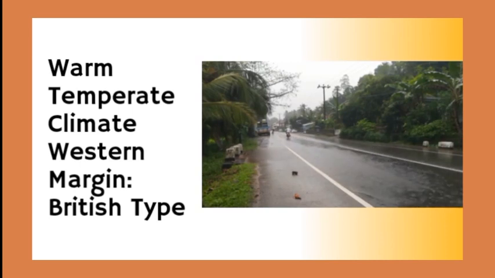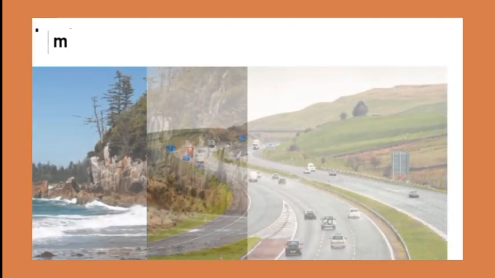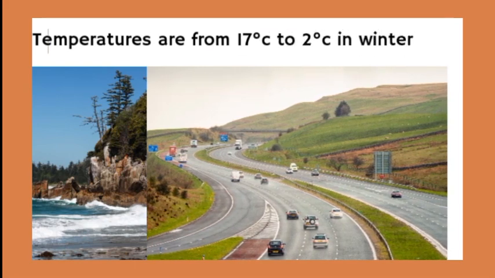So we refer to that as the Britain or British type. Locations are within 45 degrees and 60 degrees north of the equator and 45 degrees in the southern hemisphere. Seasons that are 4 are well demarcated and differentiated from one another. Its temperatures range from 17 degrees in summer and 7 to 2 degrees Celsius in winter.